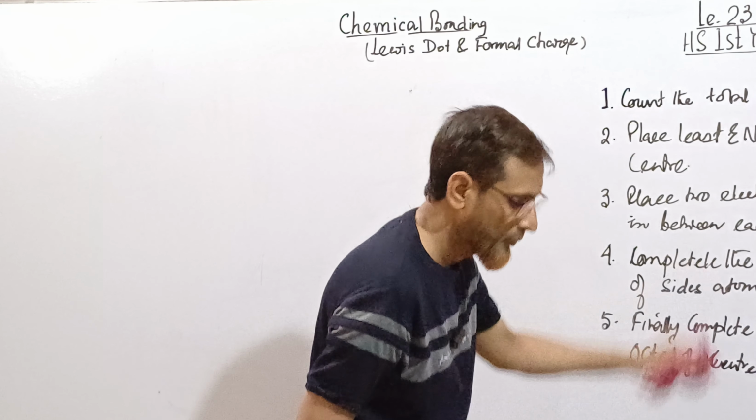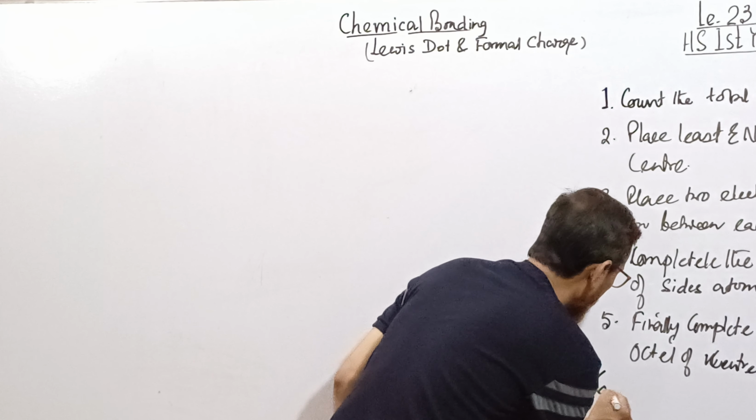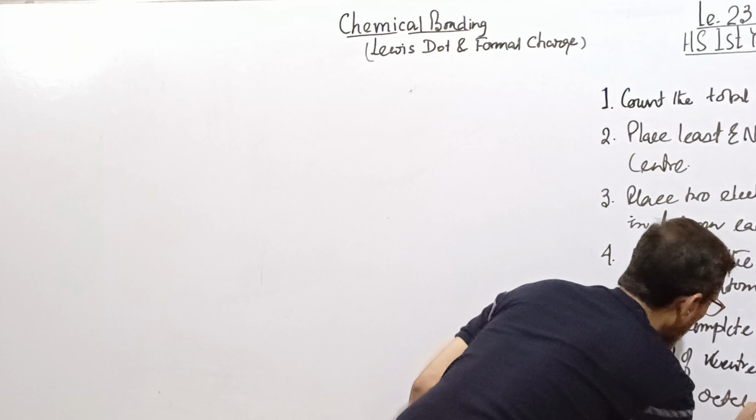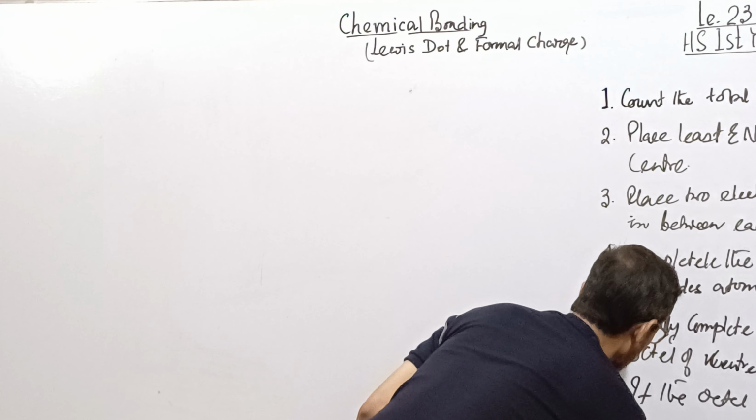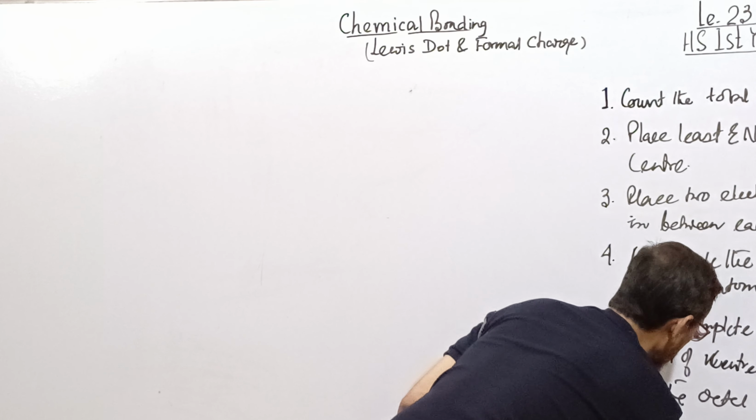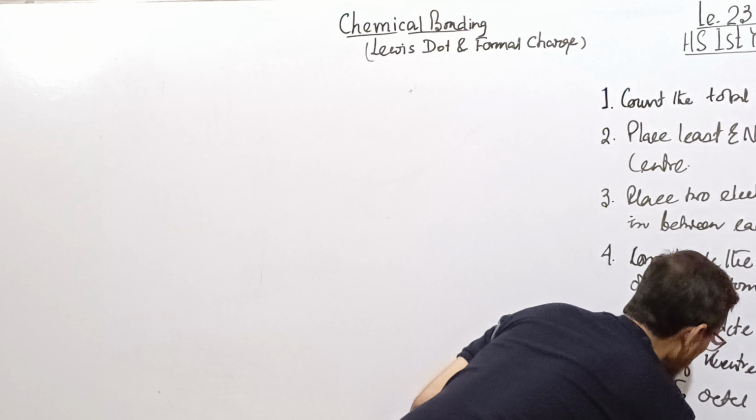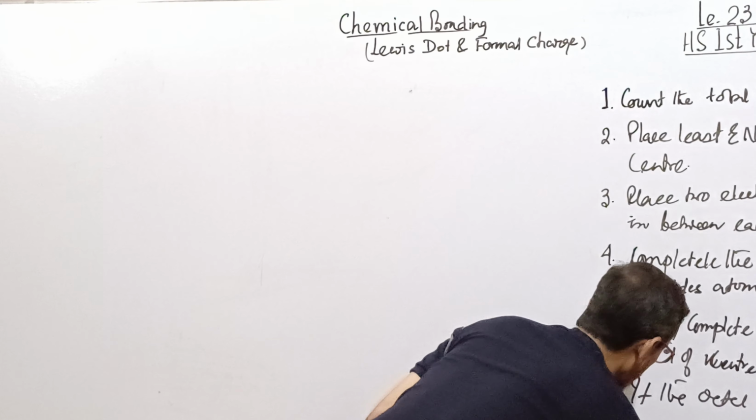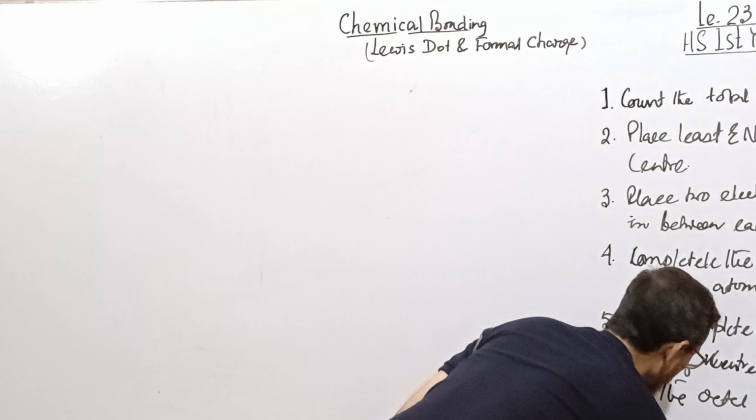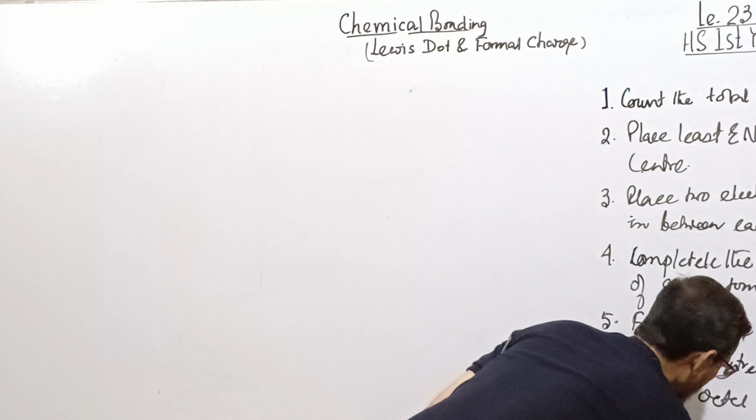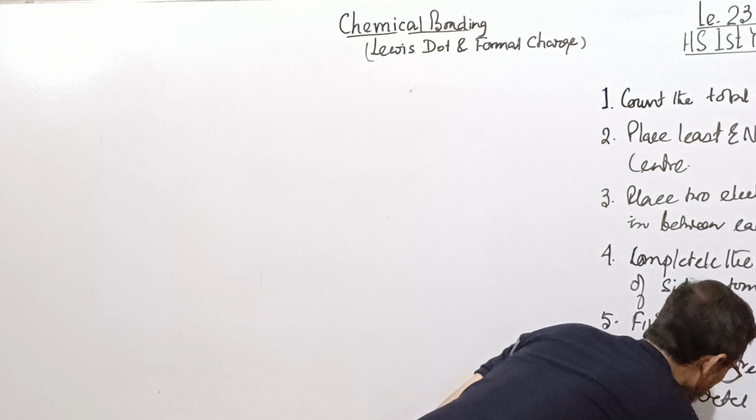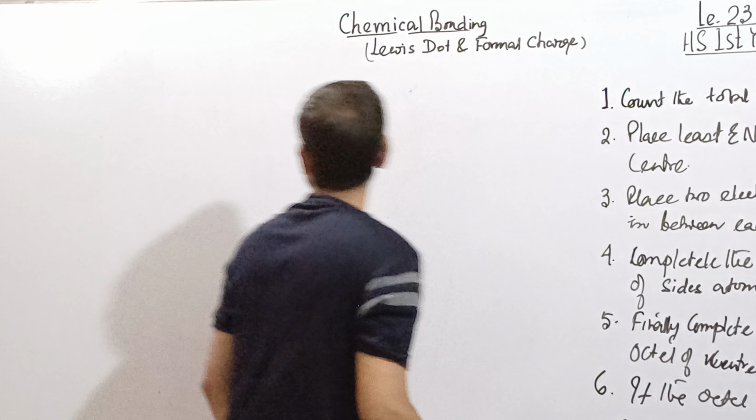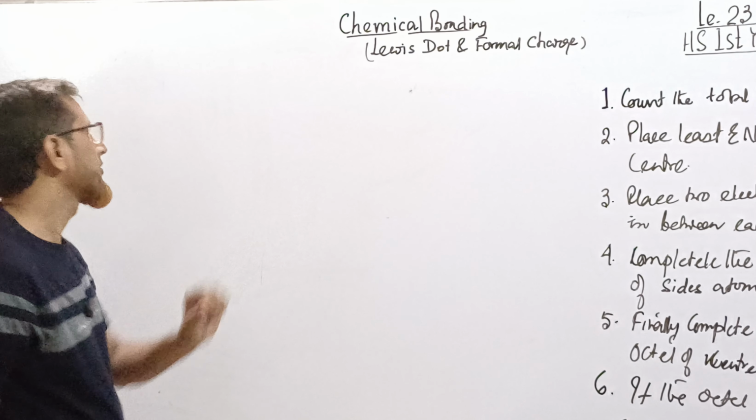Now, one point I have left. If the octet of the center is missing, then arrange outside electrons to complete the octet. Let me take one example, you can understand very easily.